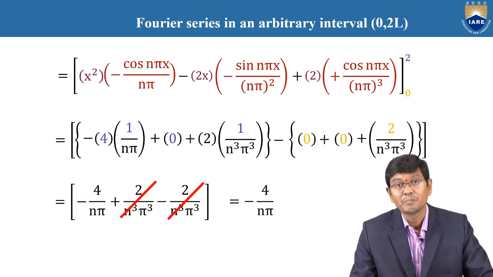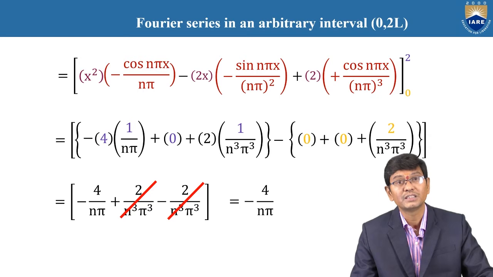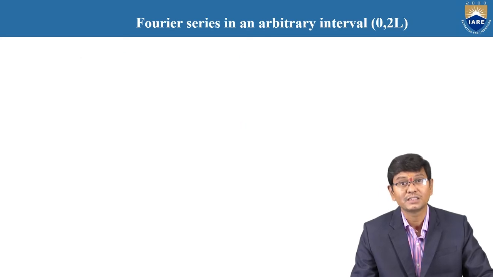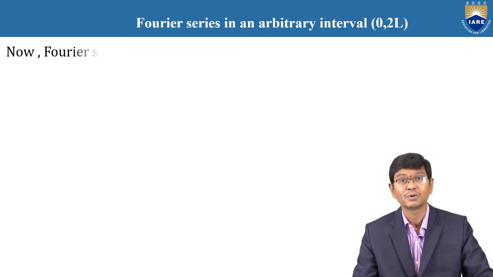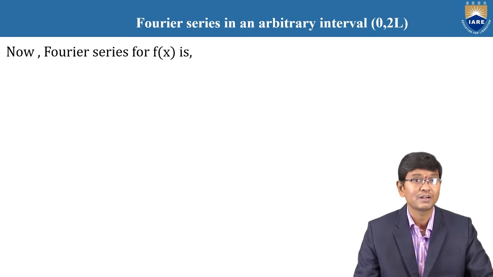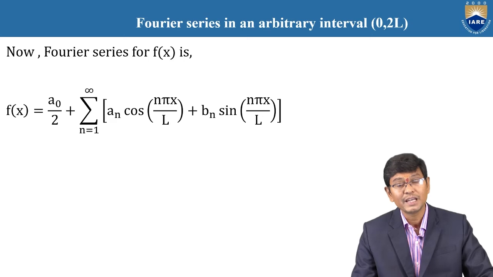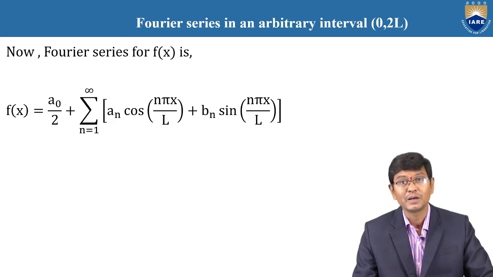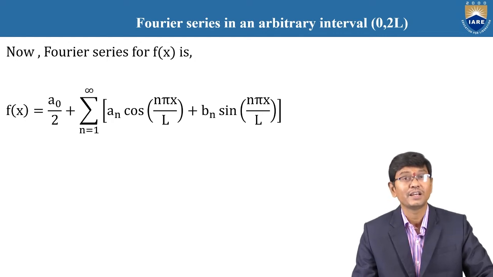By using these Euler's coefficients, now you need to replace them in the required Fourier series, that is f of x is equal to a naught by 2 plus summation n equal to 1 to infinity of an cos n pi x by L plus bn sin n pi x by L. By using the L value and also the a naught, an, bn values, including the given function f of x.